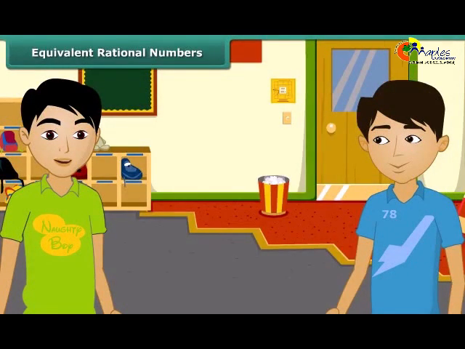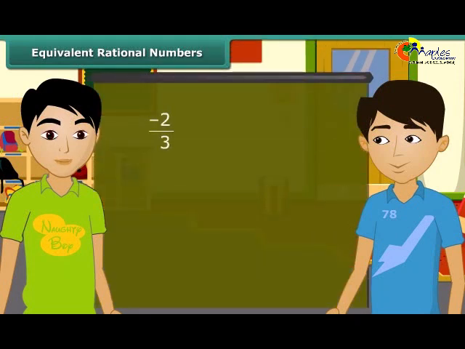I will now tell you about equivalent rational numbers. Look at this rational number. Now look at this rational number. These both rational numbers are equivalent. But how? When we multiply the numerator and denominator of a rational number by the same non-zero integer, we obtain another rational number which is equivalent to that number. Similarly, -2/3 is equivalent to -10/15, because when we multiply the numerator and denominator by 5, we get -10/15.